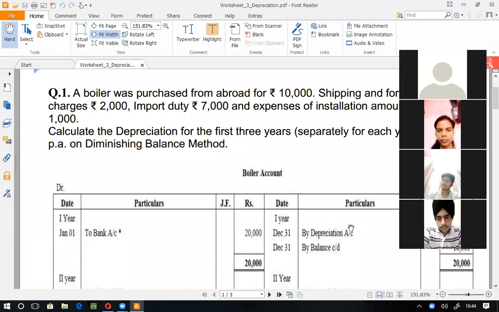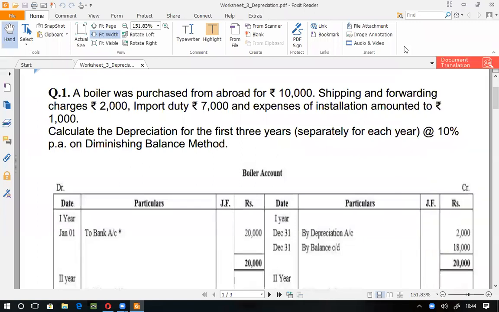You can continue by depreciation account on 31 December, or by the end of the first year. The depreciation account will have 2,000, so we'll write by depreciation account 2,000. Then 20,000 was the original cost and 2,000 is the depreciation. So 20,000 minus 2,000, the remaining balance in this boiler account, by balance carried down, will be 18,000 at the end of the first year. So the remaining value of the asset at the end of this year becomes 18,000.